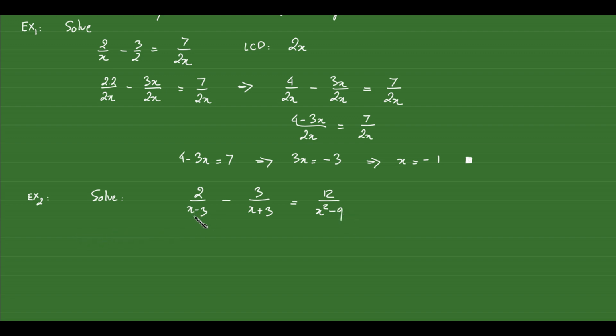Alright, so you see the denominator here. This is a rational equation because there's a variable x in the denominator. You see x minus 3, you cannot factor anything; x plus 3, you cannot factor either. However, this one you can factor. This is a difference of squares, so go ahead and factor them. They become 12 over x plus 3 times x minus 3.